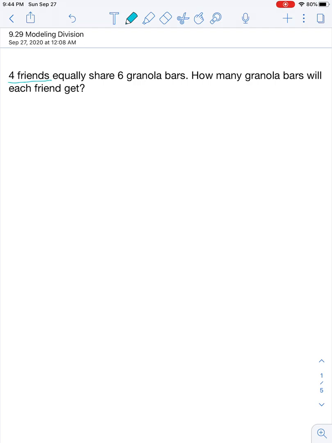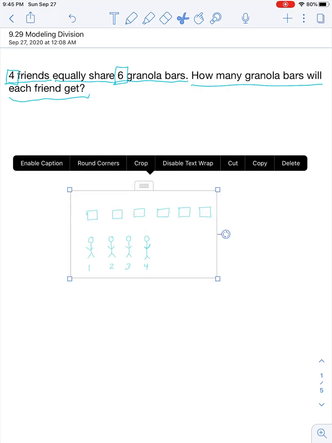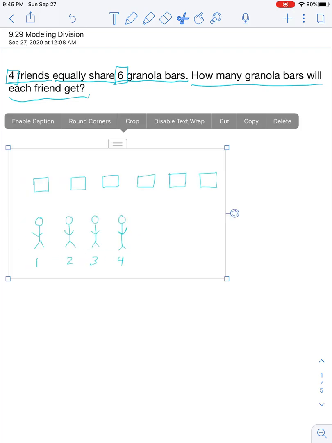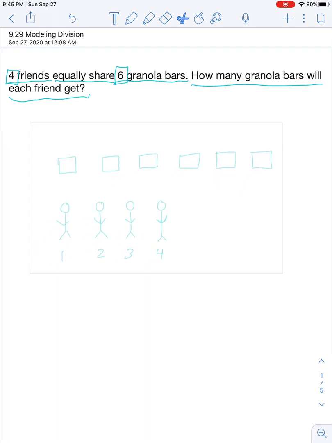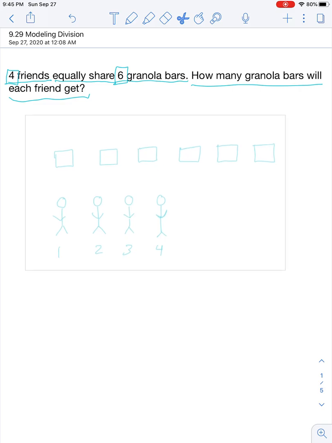Okay, don't forget to underline the important facts. 4 friends equally share is important, so equally share 6 granola bars. Oh, looks like everything's important in this number story. I'm going to just square my important numbers so that sticks out to me. I went ahead and already drew part of my picture to represent this number story just to save a little bit of time on the video.